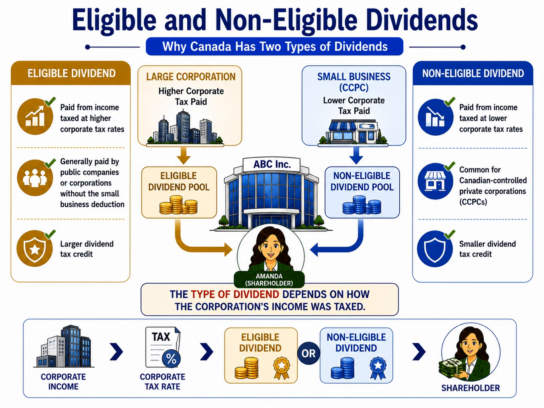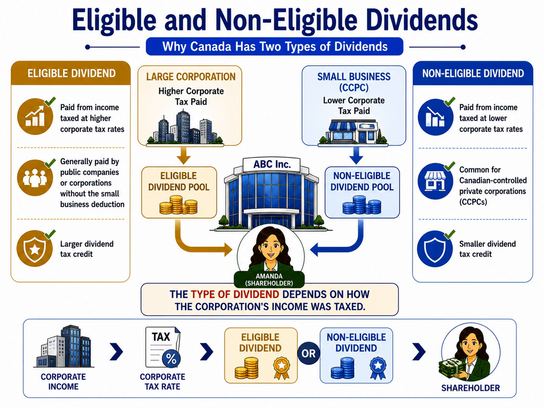A corporation earns income and pays corporate income tax on that income. However, not every corporation pays tax at the same rate. Some corporations, particularly large corporations, pay tax at the general corporate tax rate. Others, especially Canadian-controlled private corporations that qualify for the small business deduction, pay tax at a lower corporate tax rate.